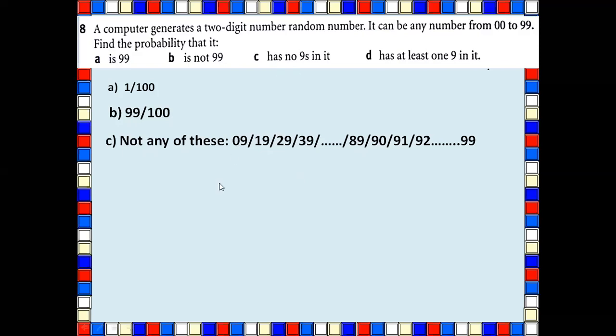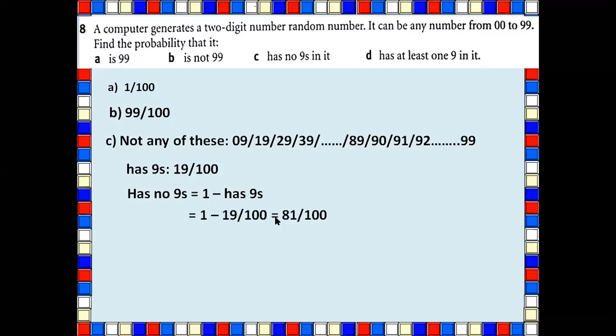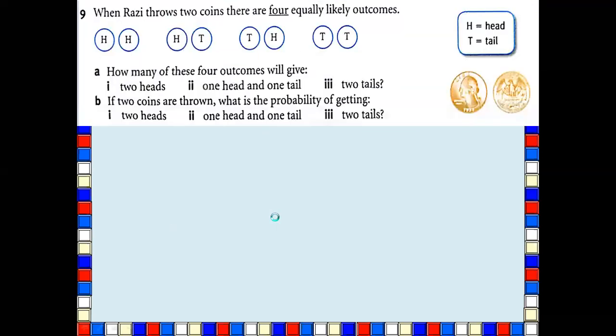So 19 numbers have digit 9. But they don't need the numbers that have 9, they need the numbers that don't have 9, so we need to subtract. Excellent, Sarah. The numbers that have 9 are 19 numbers out of 100. So for the numbers that don't have 9, you subtract: 1 minus 19 over 100. Oops, wait.